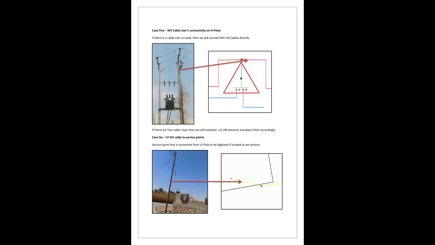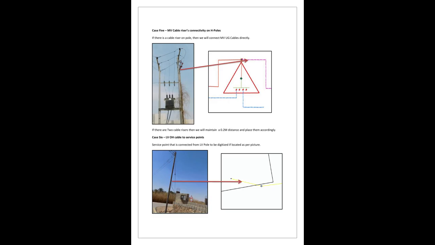Case 5, MV cable risers connectivity on H-poles. If there is a cable riser on the pole, then we will connect MV/UG cables directly. If there are 2 cable risers then we will maintain a 0.2 m distance and place them accordingly.